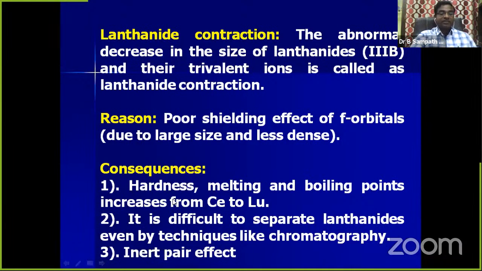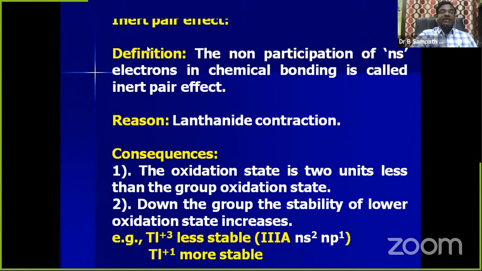The next consequence is the inert pair effect. Let us see what the inert pair effect is. This is the inert pair effect, children. What is the definition of inert pair effect? The non-participation of ns electrons in chemical bonding is called the inert pair effect. So, see children, what is the reason? Because of lanthanide contraction only.